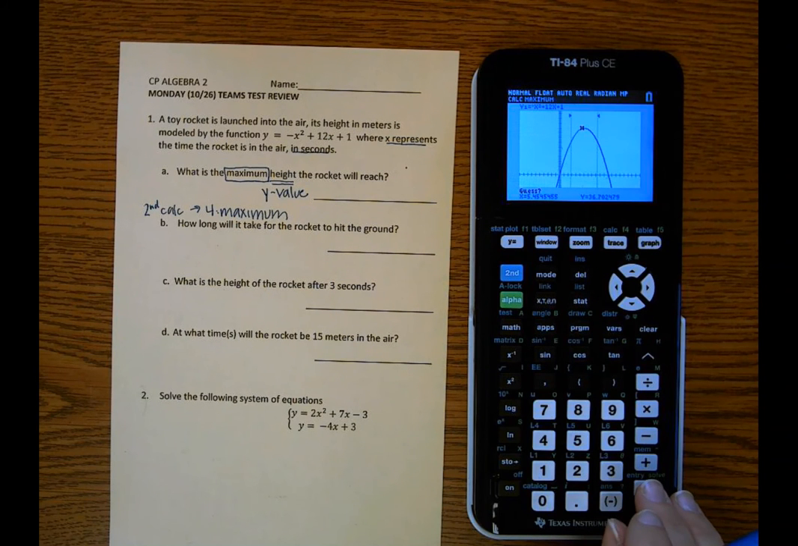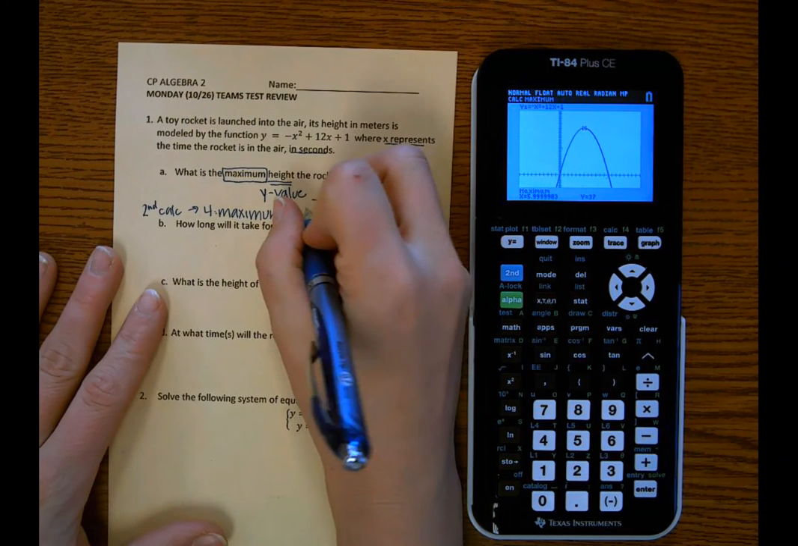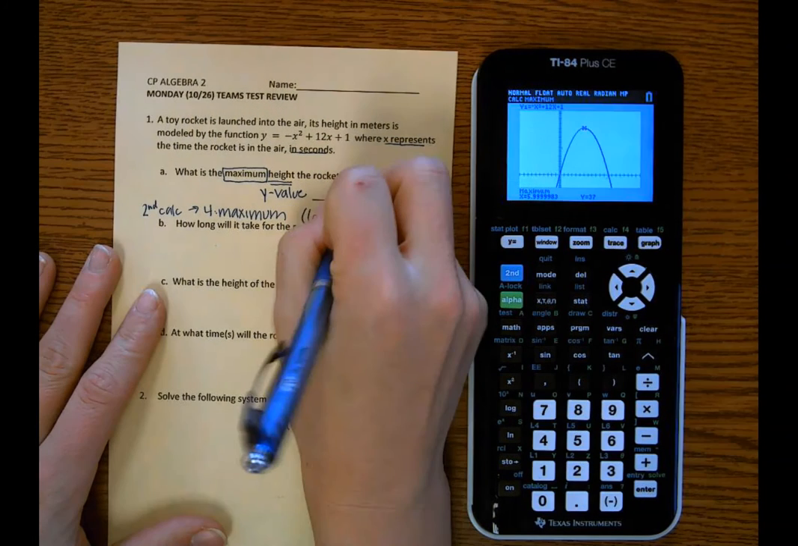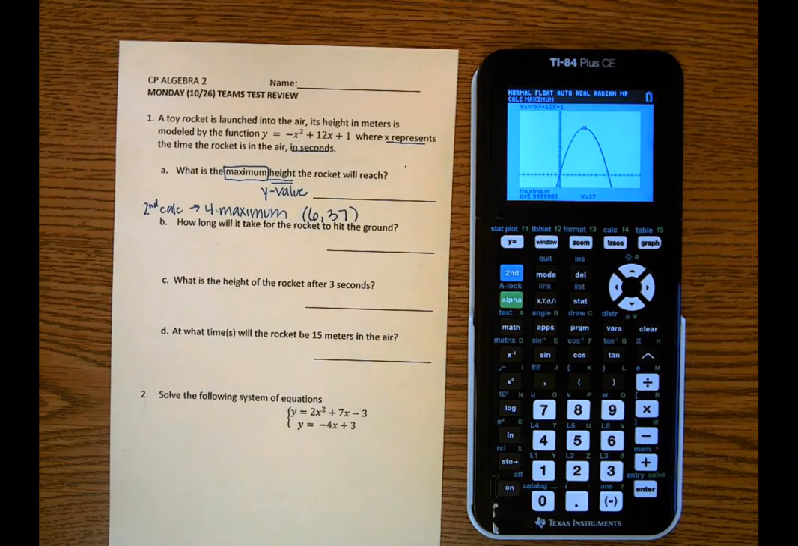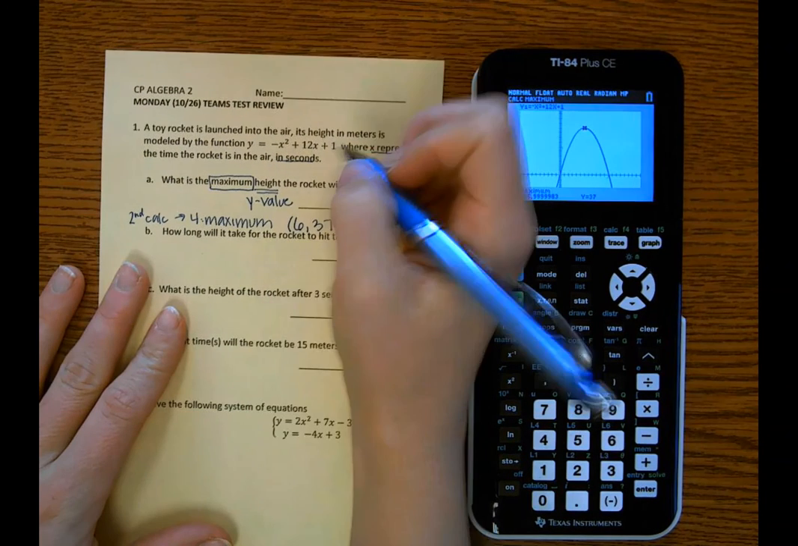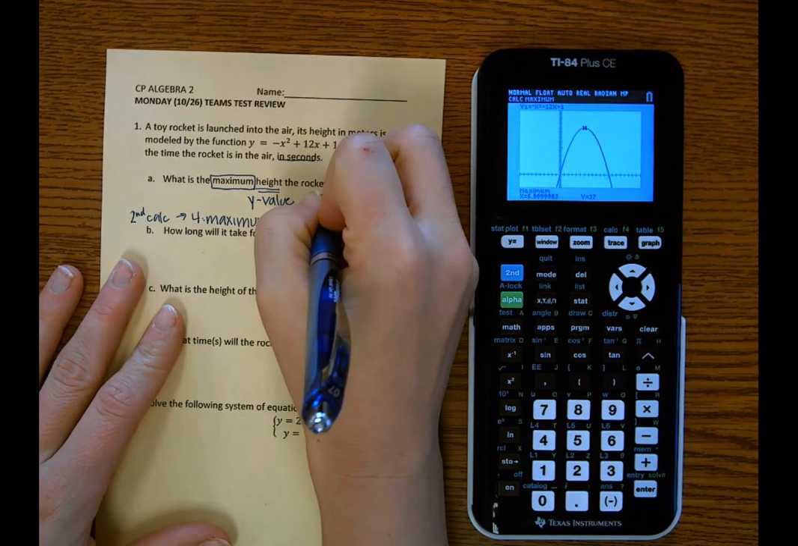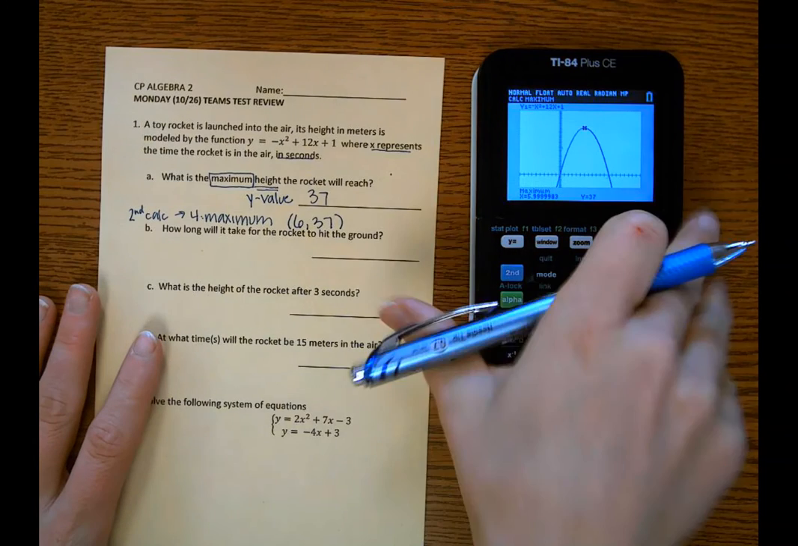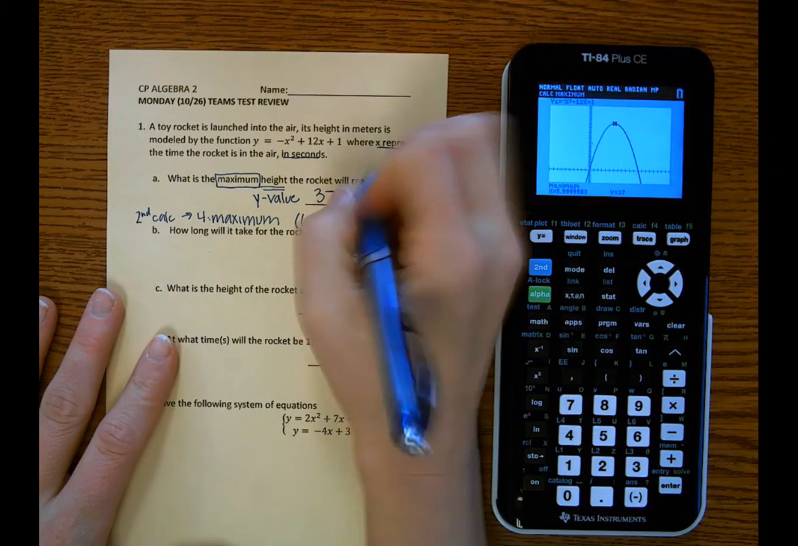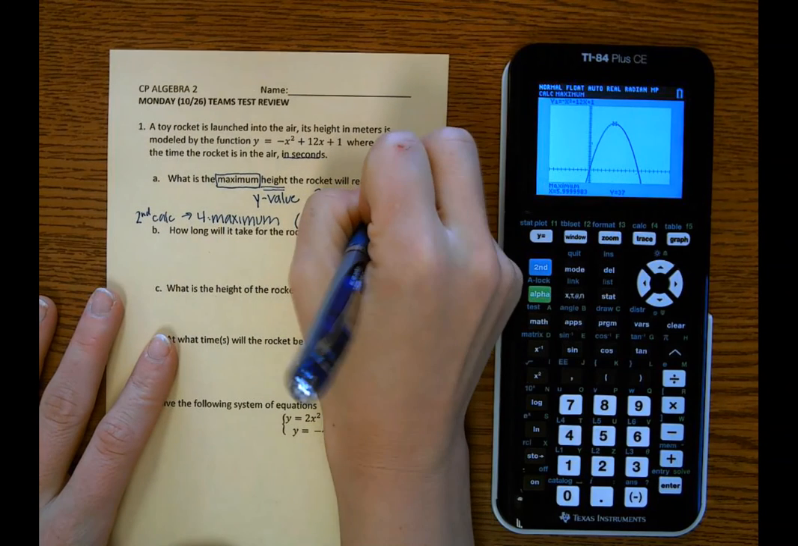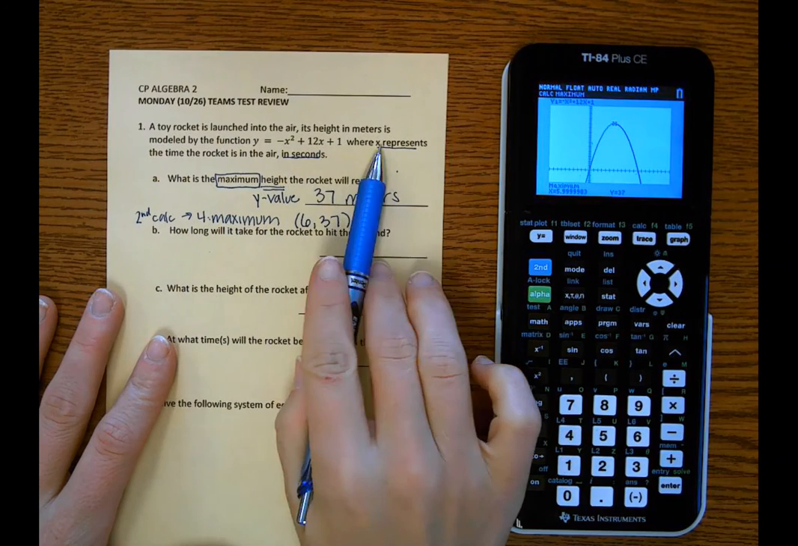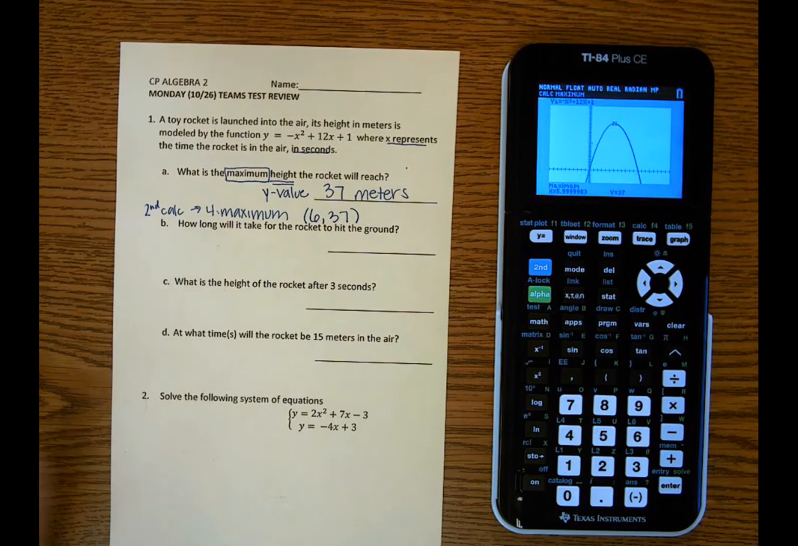So then when I do that, what is my maximum? I get that the maximum is 637. But again, you're only looking for the y value here. So my answer would be 37, and my units for height are meters. It says height in meters, so my height should be in meters.